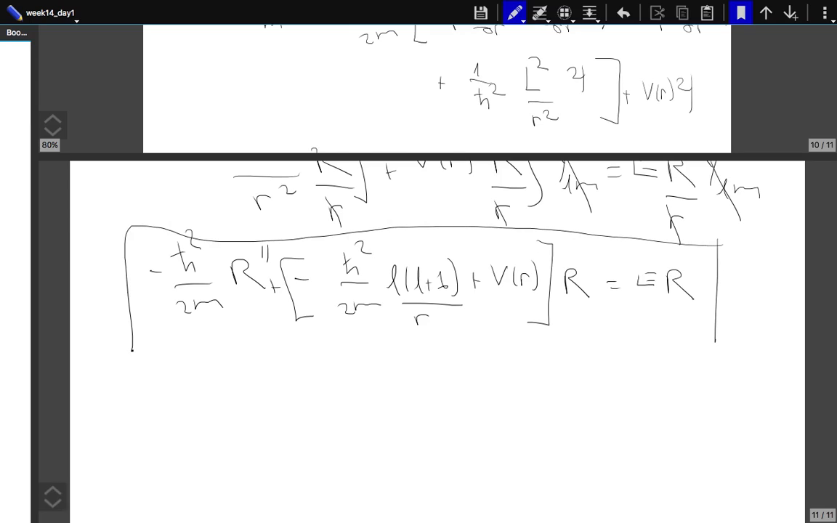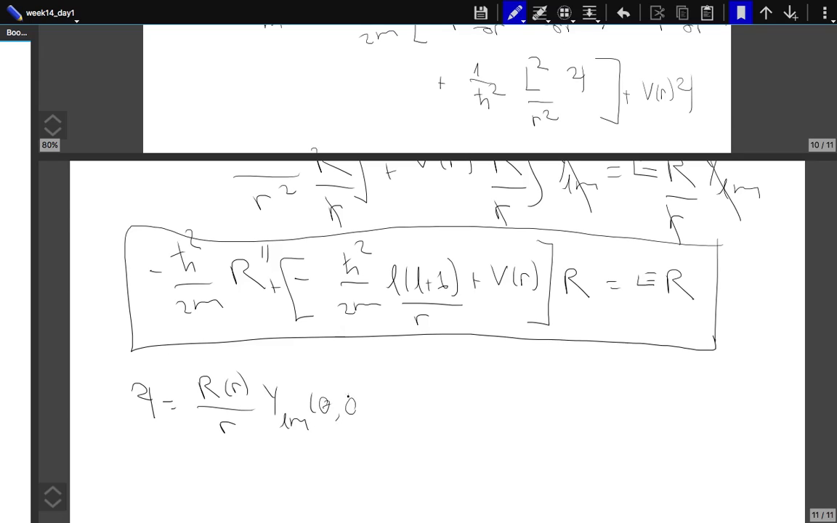But this is nothing but the one-dimensional Schrödinger equation. So with this replacement, if we choose the psi as R of r over r Y_LM, then this function R just satisfies the ordinary one-dimensional Schrödinger equation with a slight modification. I have a sign mistake somewhere ago. This should be plus.